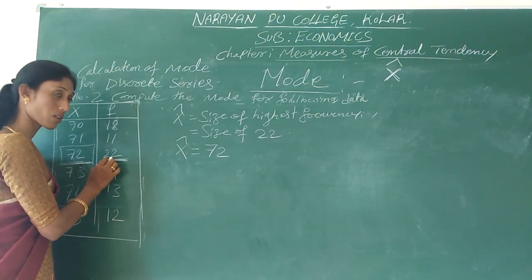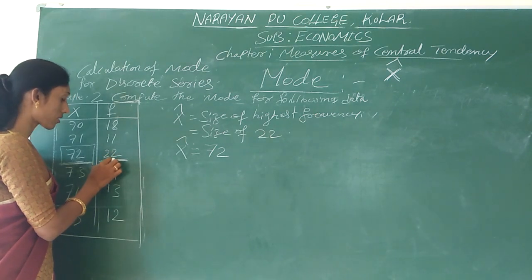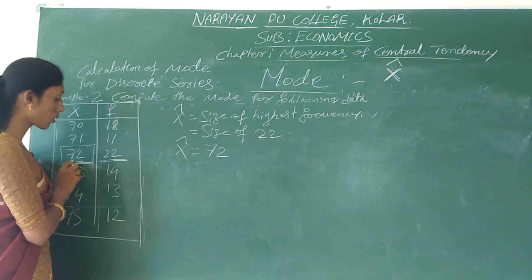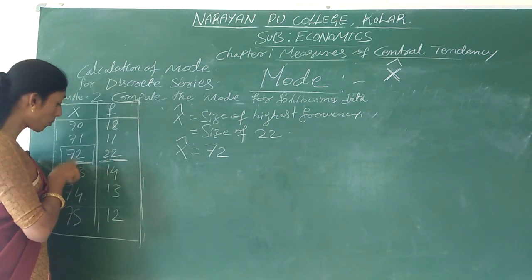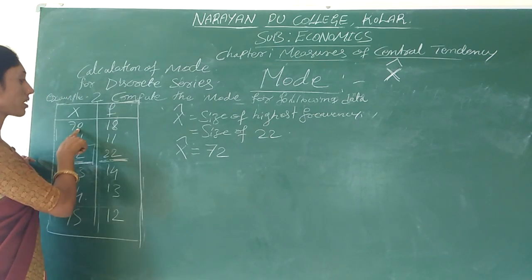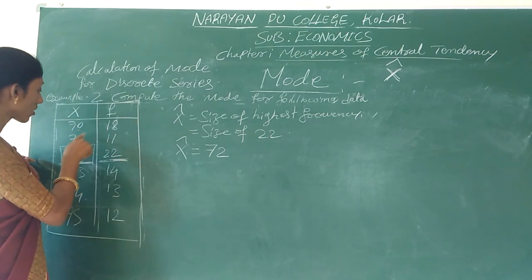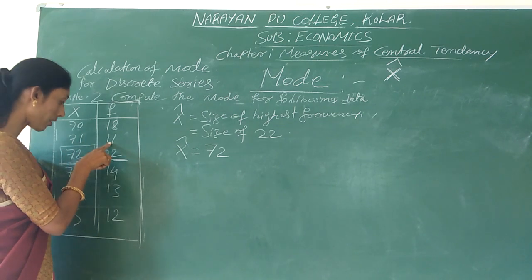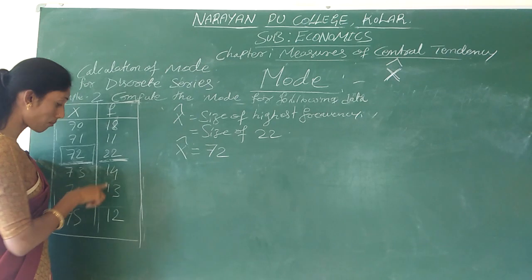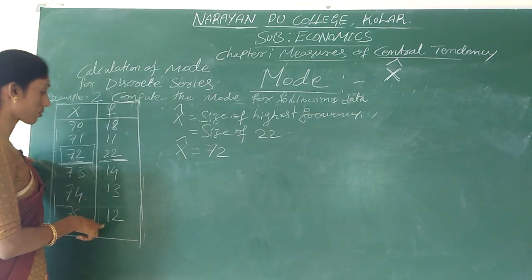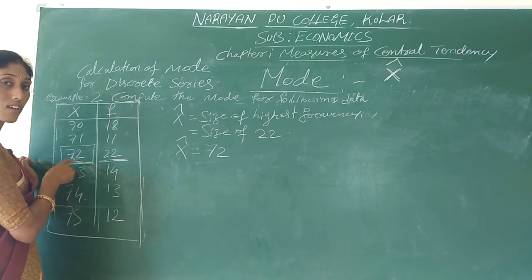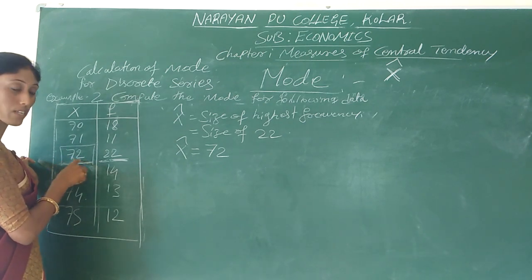Which is the size of highest frequency? 22. Where does this size appear? 72. 72 appears 22 times, which means the most frequent number in the observation appears 22 times. 70 appeared 18 times, 71 appeared 11 times, 72 appeared 22 times, 73 appeared 14 times, and the others 13 times and 12 times. Then the most frequently appearing value in the observation is 72.